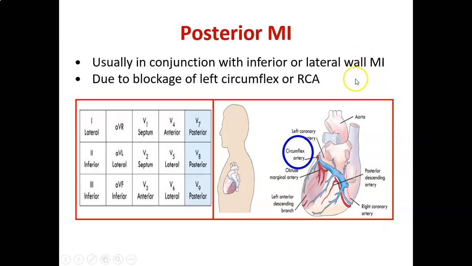So again, if you get inferior wall myocardial infarction, you have to rule out one more MI, that's the posterior wall myocardial infarction, and usually in conjunction with the inferior or lateral wall myocardial infarction due to the blockage of the right coronary artery or left circumflex artery.